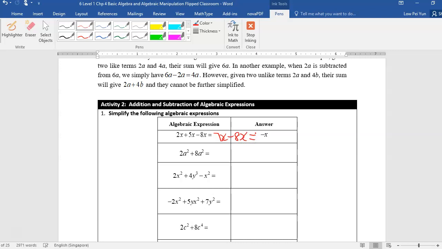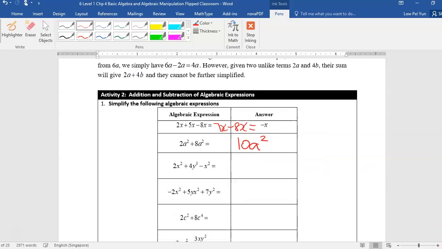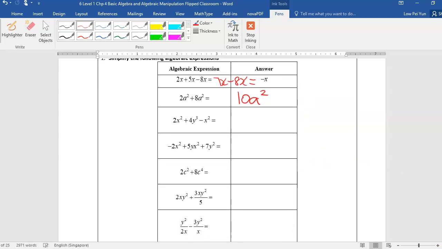Revision for negative numbers. And then next one, 2a squared plus 8a squared gives us 10a squared. If you thought of this before me, well done. Oh, next part is to test us whether we are clear with our like and unlike terms. So over here, 2x squared, maybe I should rewrite this to help you see.